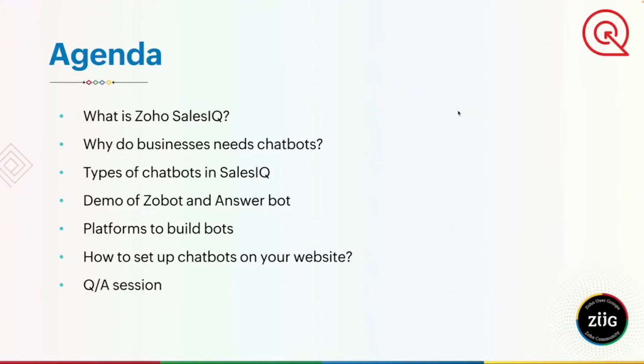So let's kickstart the session by knowing what Zoho SalesIQ actually is and what's the purpose of this product. Then we will get to know why businesses need chatbots in the first place, followed by the types of chatbots available in SalesIQ. SalesIQ provides you with two types of chatbots. One is Zobot and another one is AnswerBot.